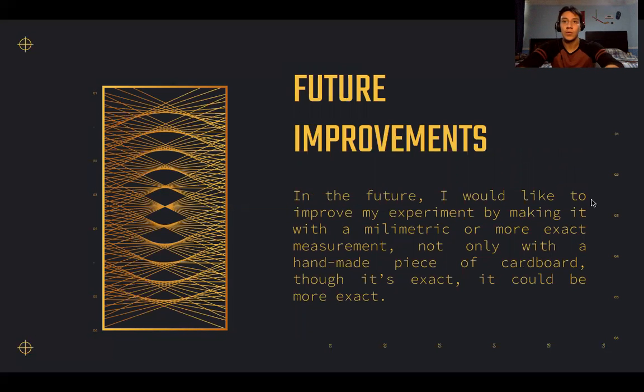In the future, I would like to make the same experiment, but with a little bit of an improvement. I used a white piece of cardboard, as you saw, and it was handmade. My Cartesian plane was handmade, I did it myself by drawing the lines. But in the future, I would like to do it with a millimetric measurement to make it more exact. The coordinates will for sure be more exact if it's done in a Cartesian plane with millimetric measurements.